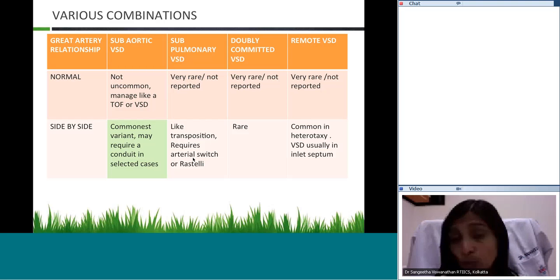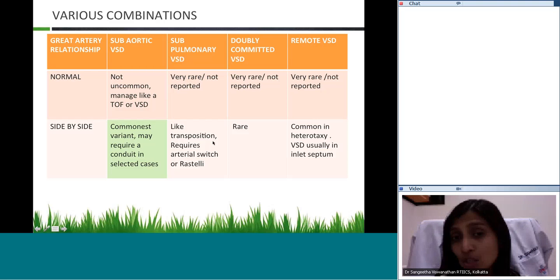There is no PS, and it can also be associated with arch abnormalities, because most of the flow is going into the pulmonary artery and not enough flow is going into the aorta, therefore giving rise to a substrate for coarctation and arch obstruction. So these patients where you have side-by-side great arteries and subpulmonary VSD would behave more like patients with transposition and VSD.